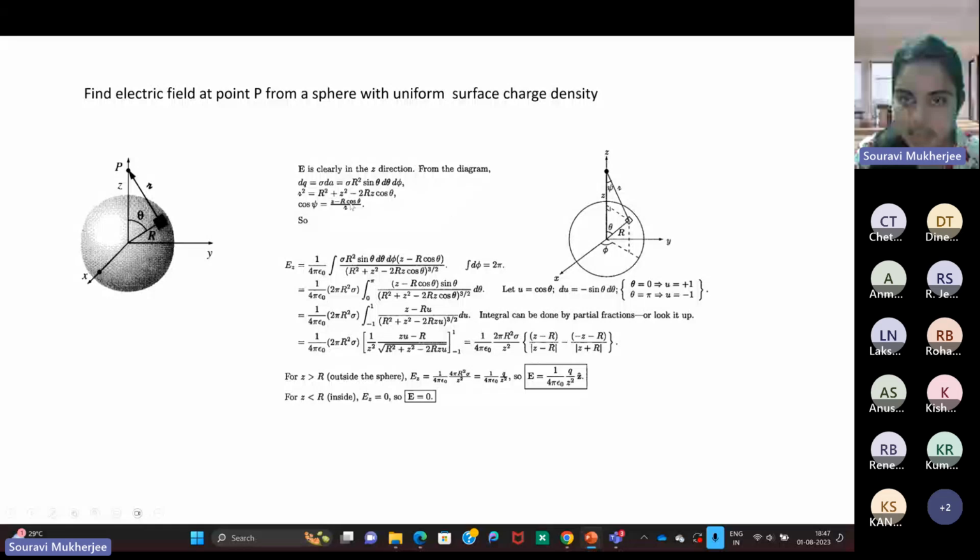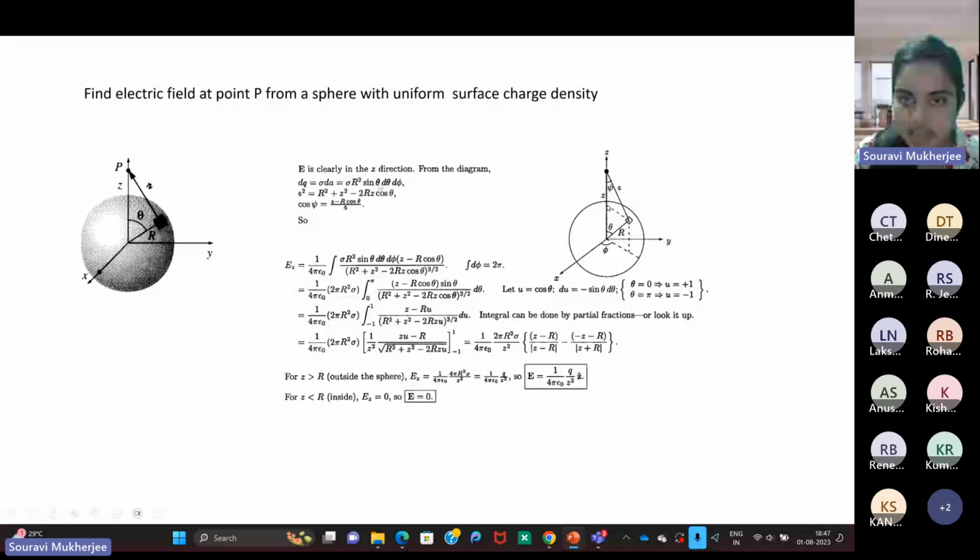How do I point it out? How do I explain? It's like the vector subtraction concept. So it's r square plus z square minus 2rz cos theta, because you're doing a subtraction of these two vectors.